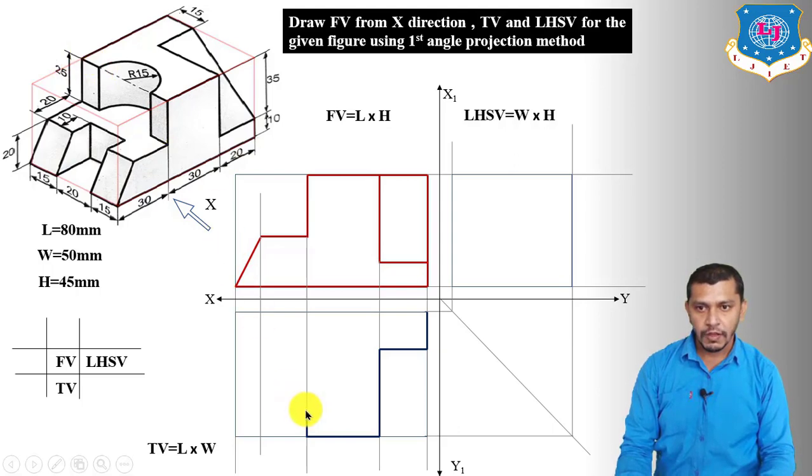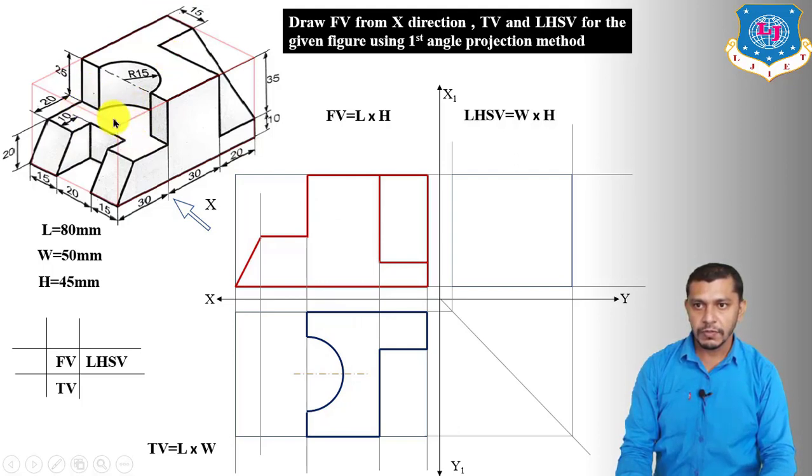Now from this point measure the center of the circle, which is at a distance of 15 mm from this point. So draw the center of the circle, and from the center draw a circle having radius equal to 15 mm. Now draw this line and connect this line to this corner. This will be the top view of this part.